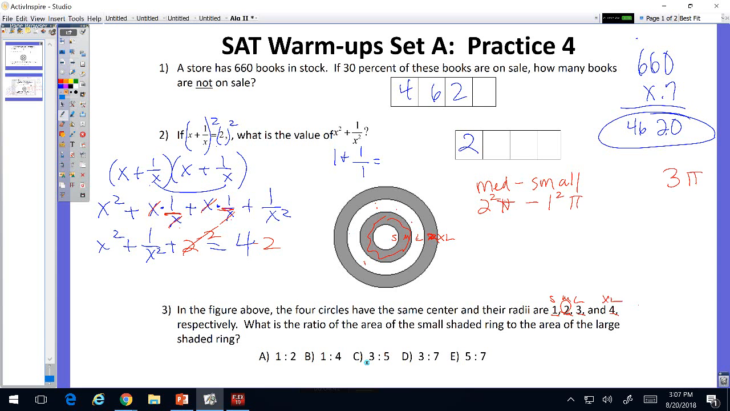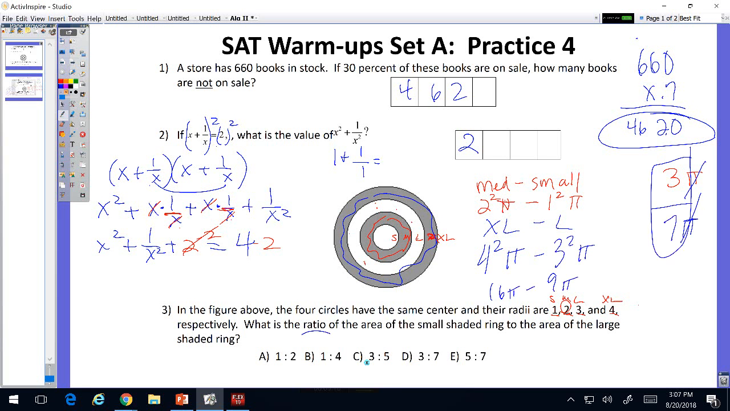Now, to get the outside shaded ring, this little part right here, I'm going to do the extra large minus the large. So it's 4 squared pi minus 3 squared pi. 16 pi minus 9 pi is 7 pi. So this asks me to come up with the ratio. It is 3 to 7, which they wrote in this form, but that's still 3 to 7.